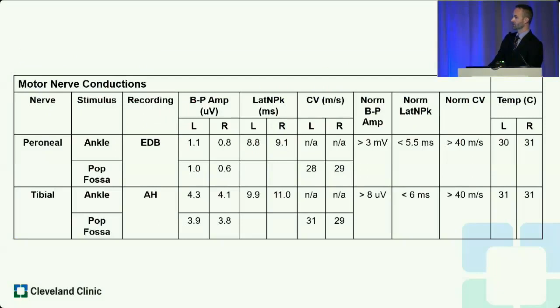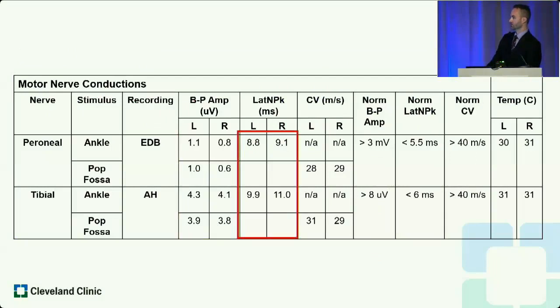On motor nerve conductions, again, we have somewhat low amplitudes here, so anything higher than 3 and 8 for the peroneal and tibial respectively would be normal. But the difference here is we actually have somewhat significantly prolonged motor latencies. At the peroneal, we're around 9, and at the tibial, we're hovering around 10 to 11. So again, almost double in terms of the motor latencies. And so we're starting to say, well, is this axonal or is it demyelinating? Then we look at the conduction velocities. We see that they're below 30 for the most part.